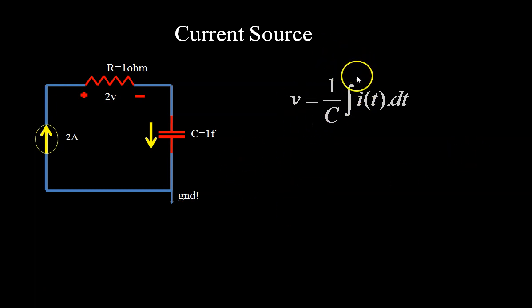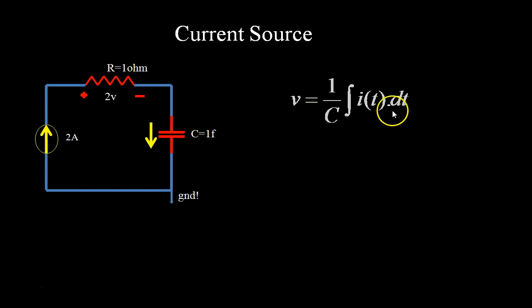And the higher limit depends on what time you are interested in. For example, let's say you want to find the voltage after t is equal to 5 microsecond. You have to integrate it from minus infinity to 5 microsecond and so on. So as of now, to keep the concept very simple, remember, given the current, you just have to integrate that current and scale it by 1 by C to get the voltage.